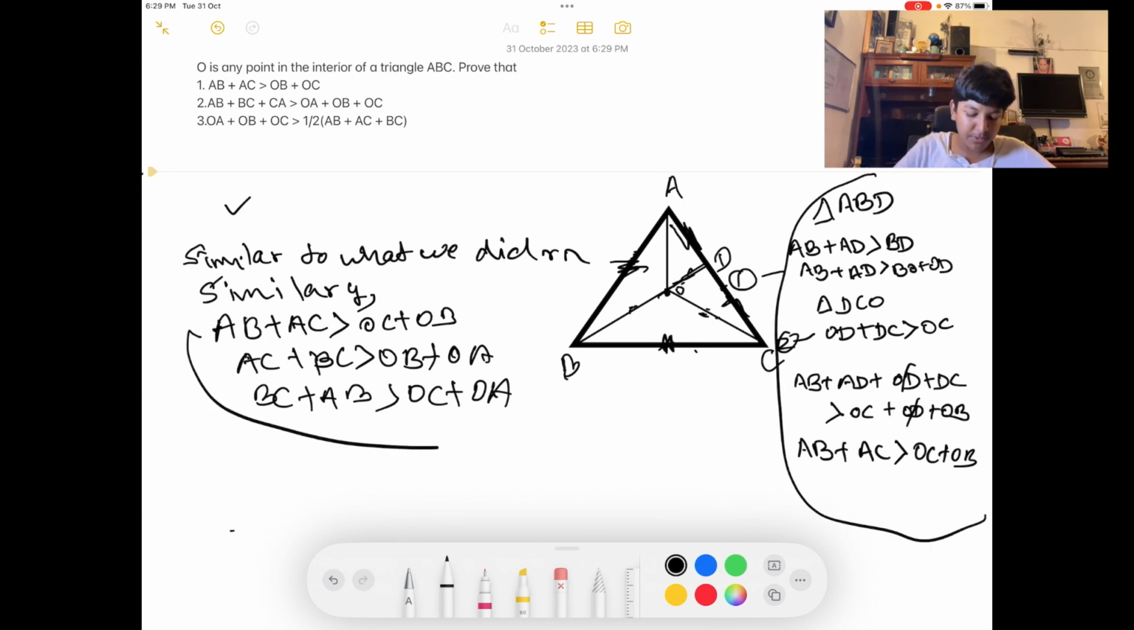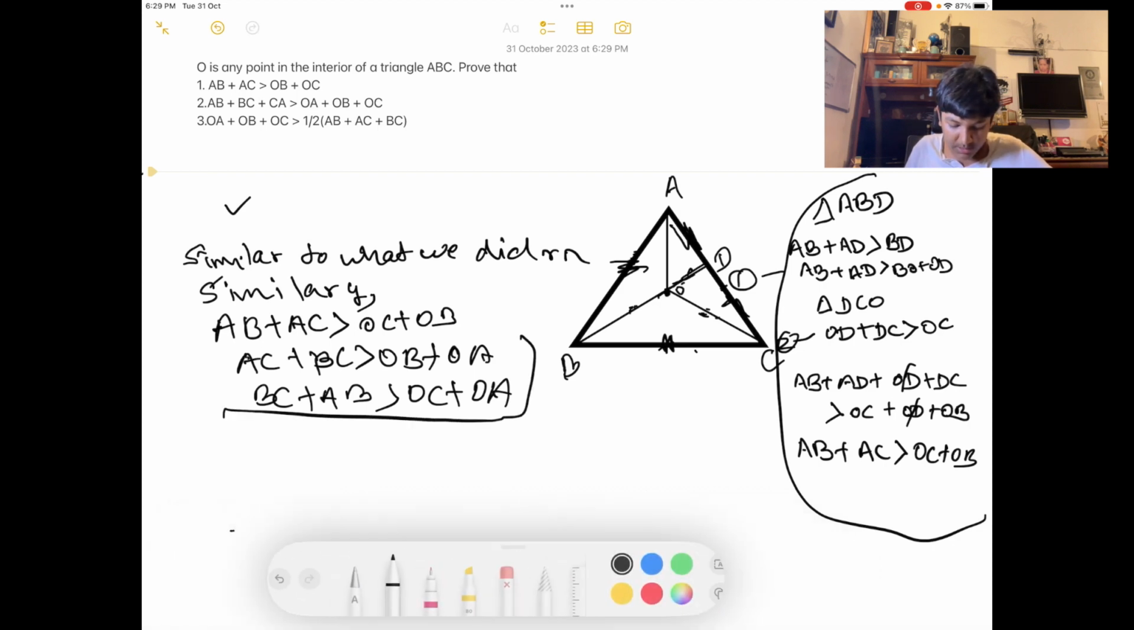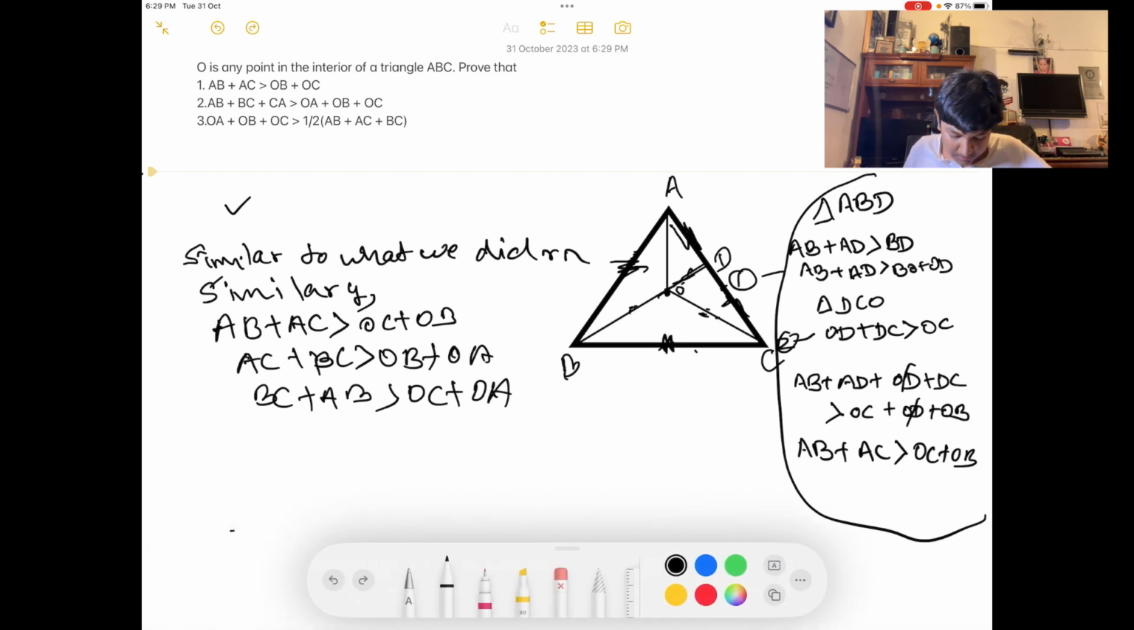Just repeat the steps. If you want to verify this, you just have to repeat the steps for the other two sides. Then it will show that these are the results we will be getting, right? And after getting this, we will add all the three inequalities.